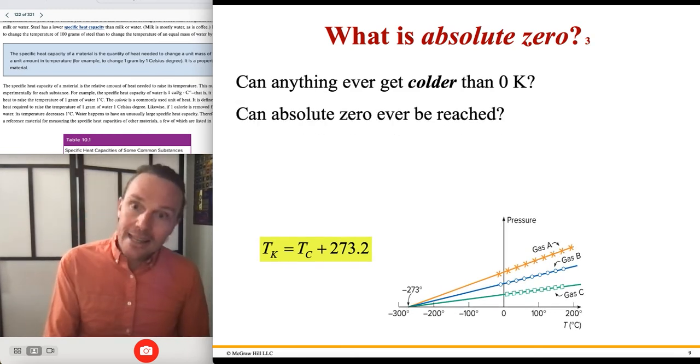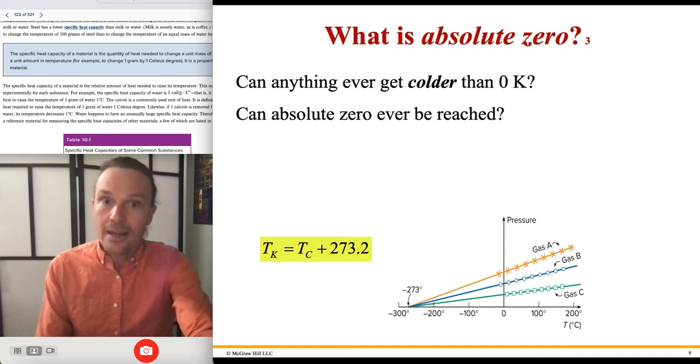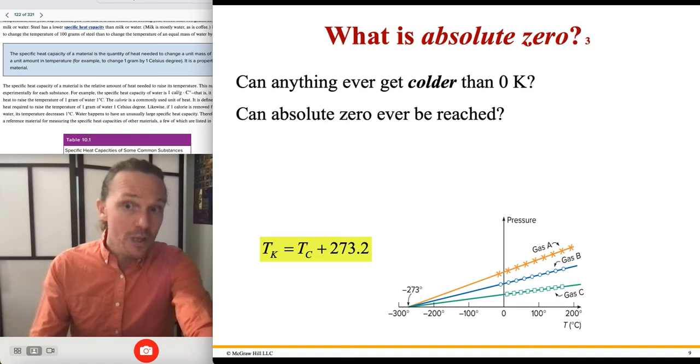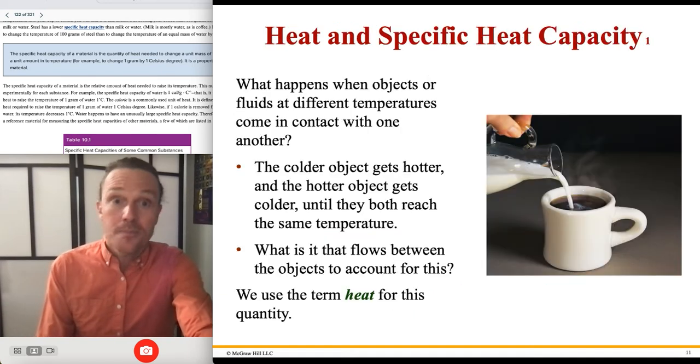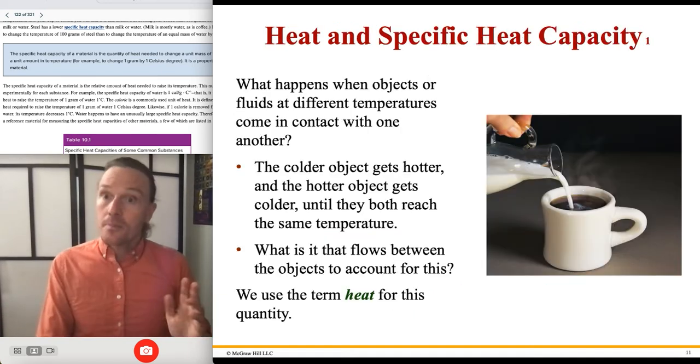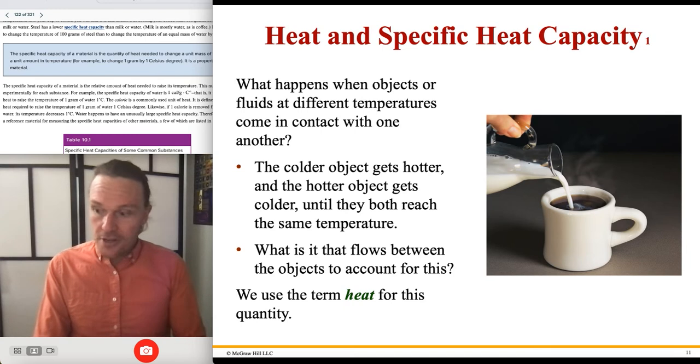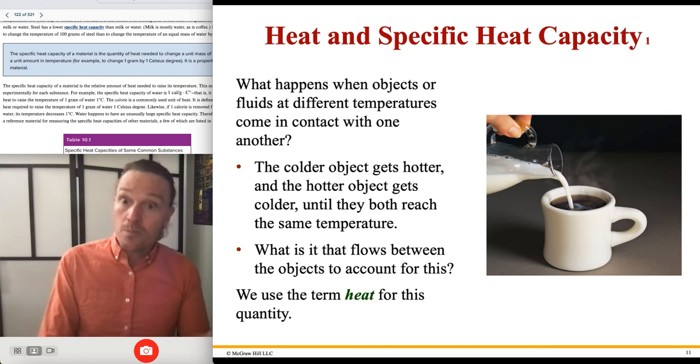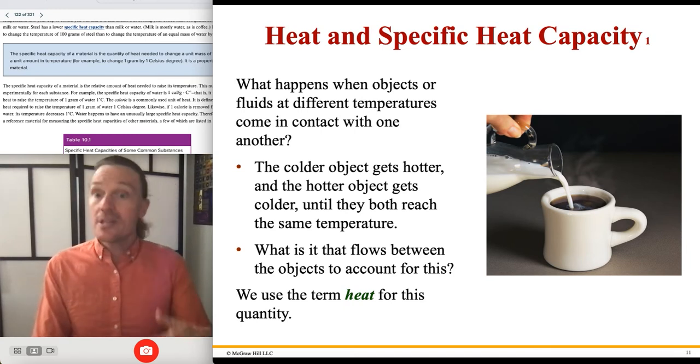All right, you can't get anything colder than absolute 0, and like I said, it can probably only be approached but never reached. Okay, so far we've got a definition of temperature. Now we need to get heat and heat capacity. We'll be talking more about heat.